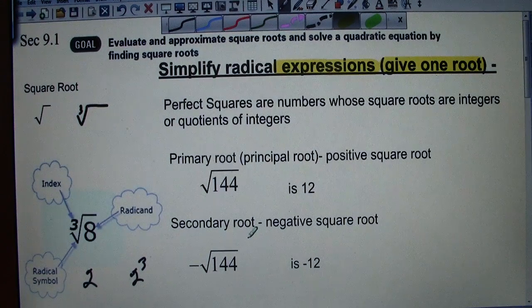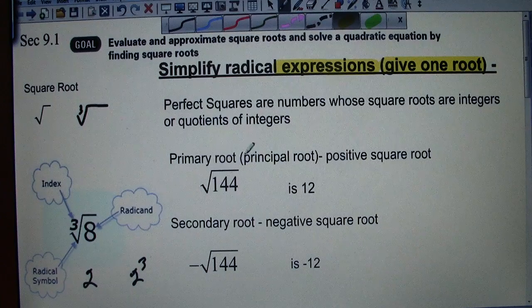Versus if you look at the problem below, we have a negative or a minus sign in front of this square root of 144. So this is a negative square root. It is called our secondary root. So our answer would be negative 12 and not positive 12 up above. And this is how we respond to expressions only. So depending on if your expression is positive or negative, that'll determine your one root answer if it's positive or negative.